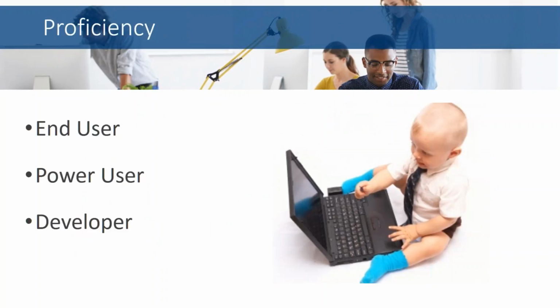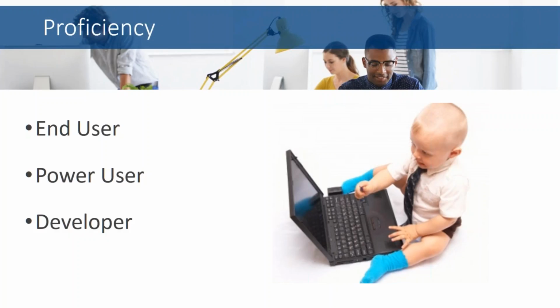And then proficiency. When we talk about proficiency as a decision factor, we have to think about the skill level of the people that are going to be generating or developing our reports. We have that broken out as well. We have our end user. Your standard AP clerk will be considered an end user.